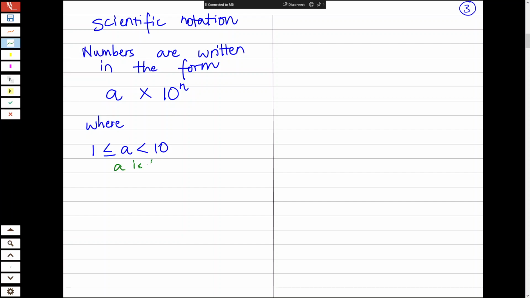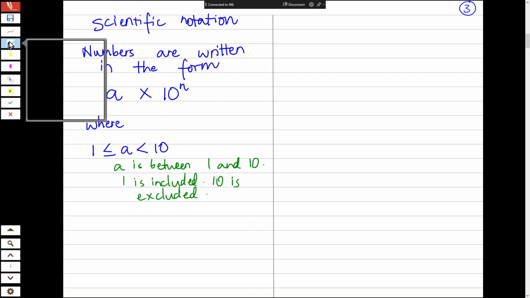So A is between 1 and 10. 1 is included. 10 is excluded. So we're not going to use the number 10 at the front. We're only going to use the number 1, but I can use any number in between. So I can use 9.9, 9.99, 9.999, but I'm not going to use 10. It'll be clear later why I've chosen not to include 10 there.